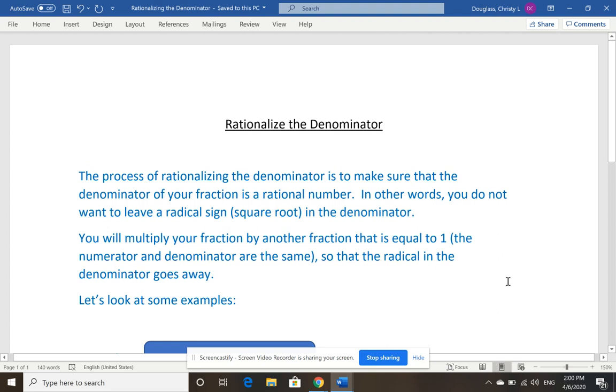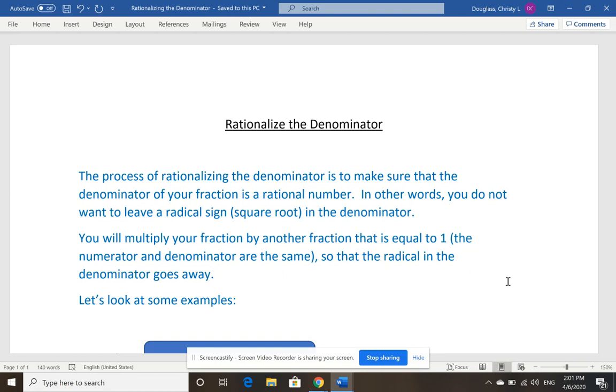Hey guys, let's talk about rationalizing the denominator. When you are working with trigonometric ratios, you're inevitably going to be dealing with fractions, and a lot of times those fractions will contain radicals. And in mathematics, when the denominator of your fraction contains a radical, in other words, a square root sign, we don't want to leave it in that form. That is not considered proper. And so to take care of that, let's review what we would do.